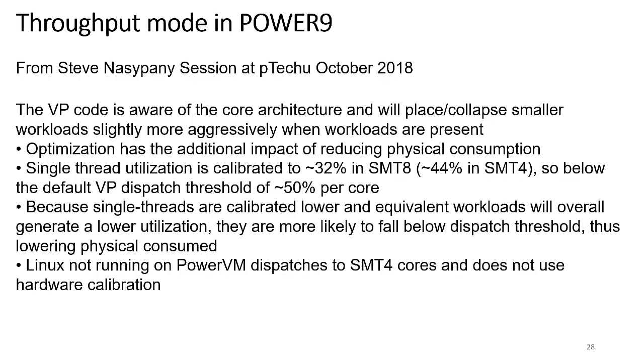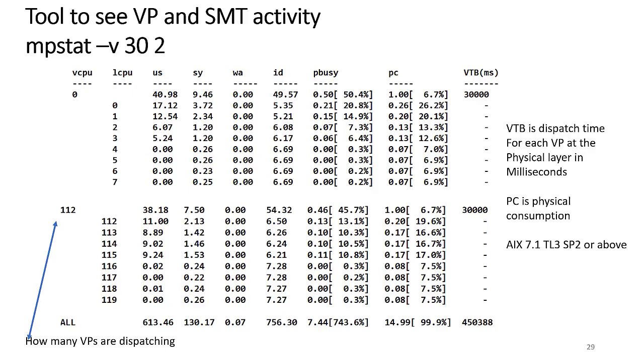As I said, in Power 9, the throughput mode got tweaked just a little bit more. Instead of being 49% or 50% like it was in Power 8, that single thread utilization is now calibrated to 32% in SMT8 and about 44% in SMT4. That basically means that it's going to fall below the dispatch threshold and hopefully lower your physical consumed. I mentioned the mpstat -v before, and this is just an example from one of my systems. This one had 120 logical cores, and it was running SMT8, and you can see all your processor busy, your processor consumed.